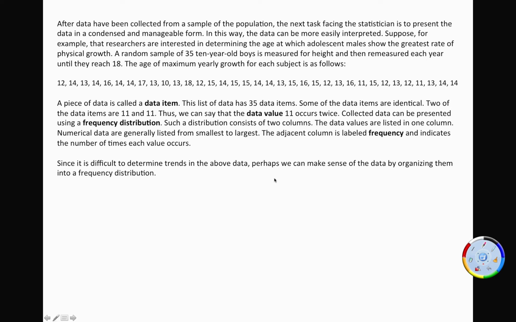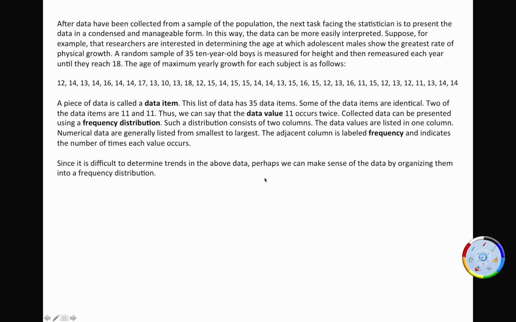Okay, so after data have been collected from a sample of the population, the next task facing the statistician is to present the data in a condensed and manageable form. In this way, the data can be more easily interpreted.